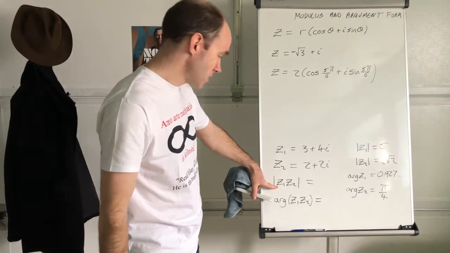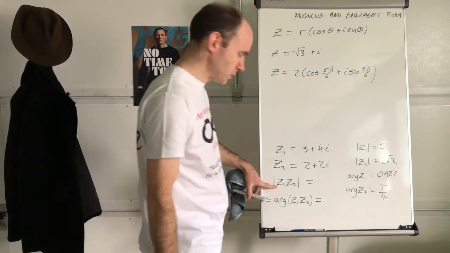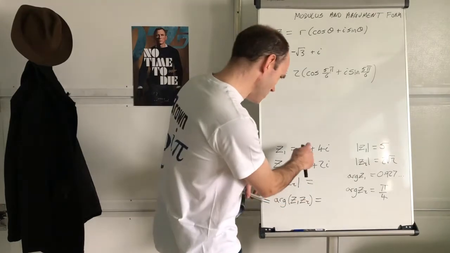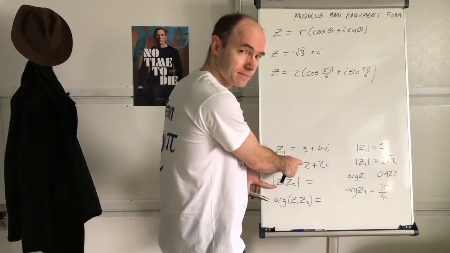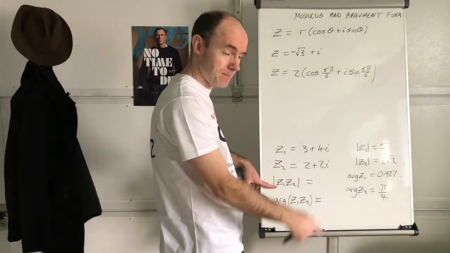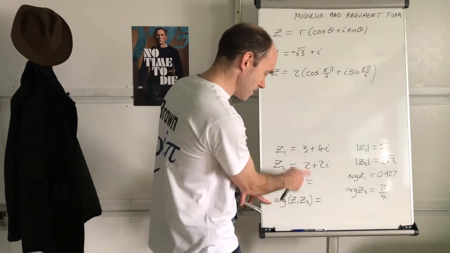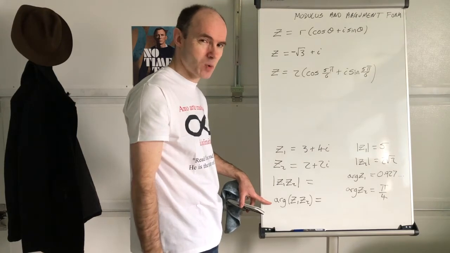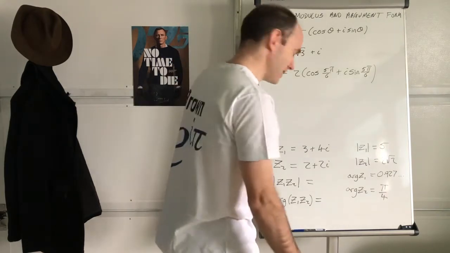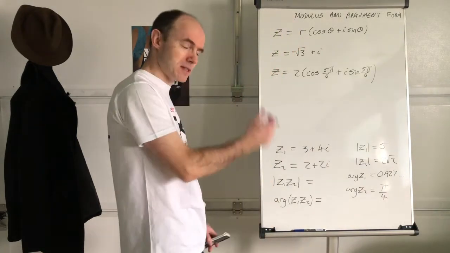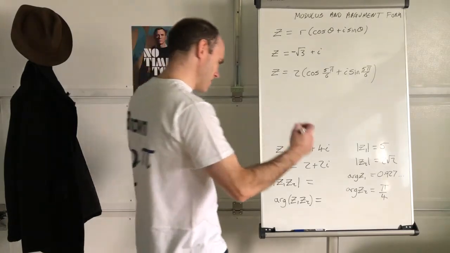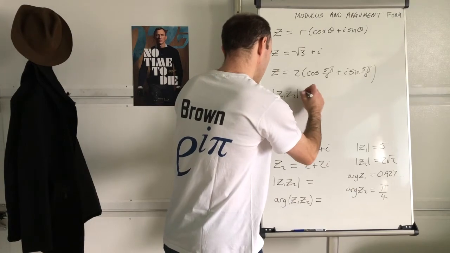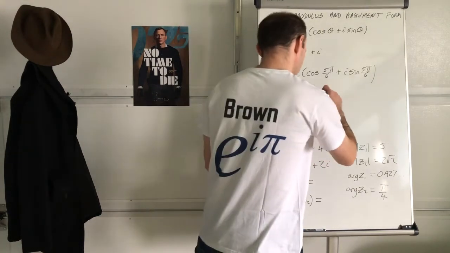modulus of Z1, Z2. I reckon what you did was you did that times that, then found the modulus. And same for that. Once you had that times that, you found the argument. There's a quicker way, but this is the point of this example. I reckon for the modulus of Z1, Z2, you got this.